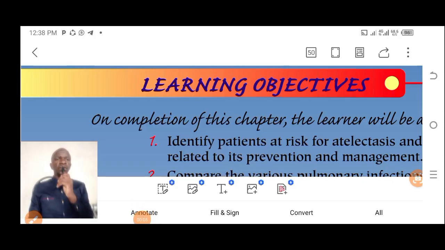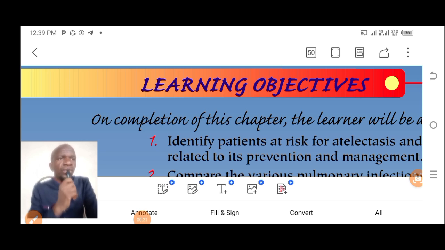Today I want to look at respiratory tract conditions, and particularly we are going to look at atelectasis or lung collapse. It can be called atelectasis or lung collapse under respiratory conditions.